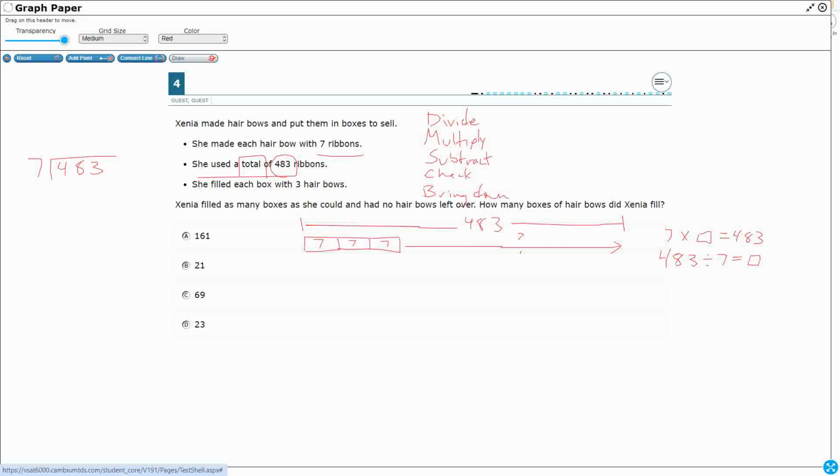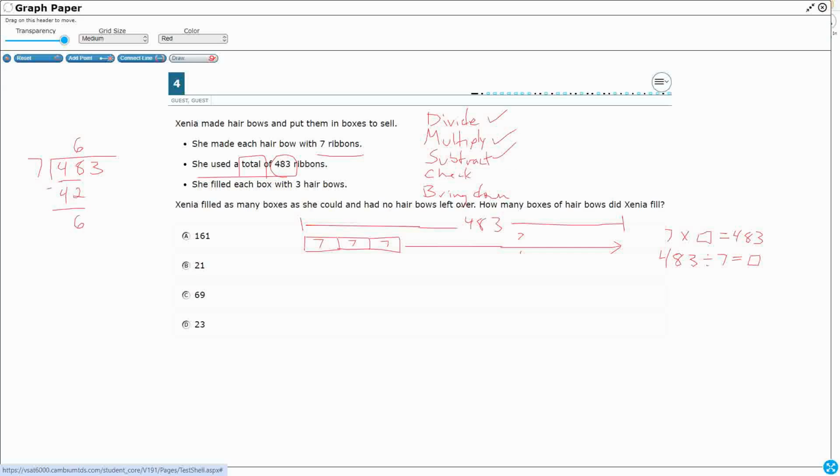All right, so we look. 7 does not go into 4. We start with the first digit. So then we look at the first 2 digits. 7 goes into 48 almost 7 times. If it was one more, it'd go in 7 times. It's going to go in 6 times. Multiply 7 times 6, 42. Subtract. We're just ignoring the 3 right now. 48 minus 42 gets you 6.